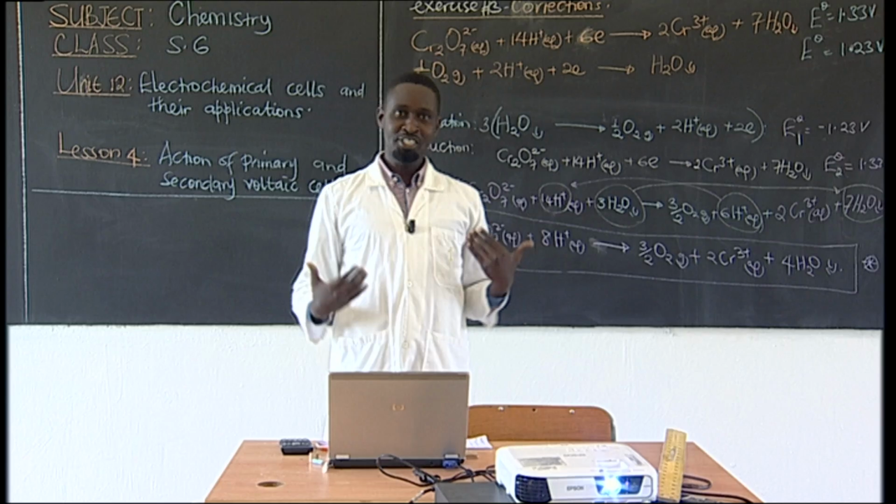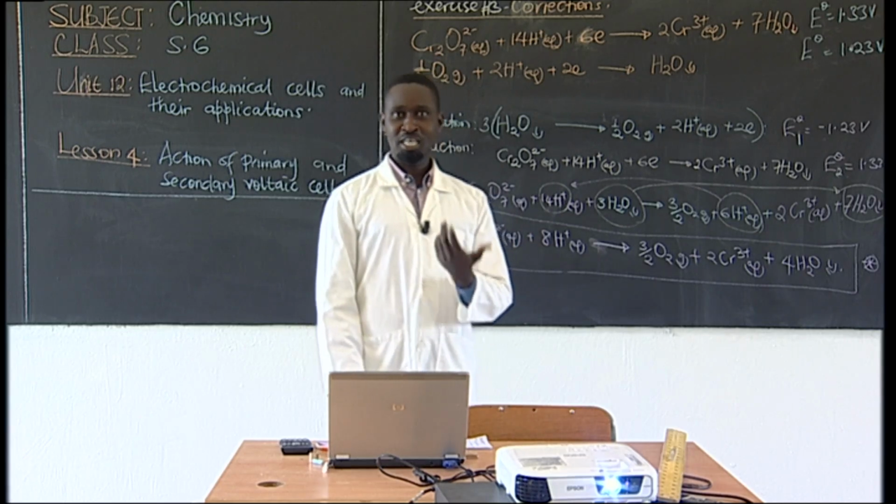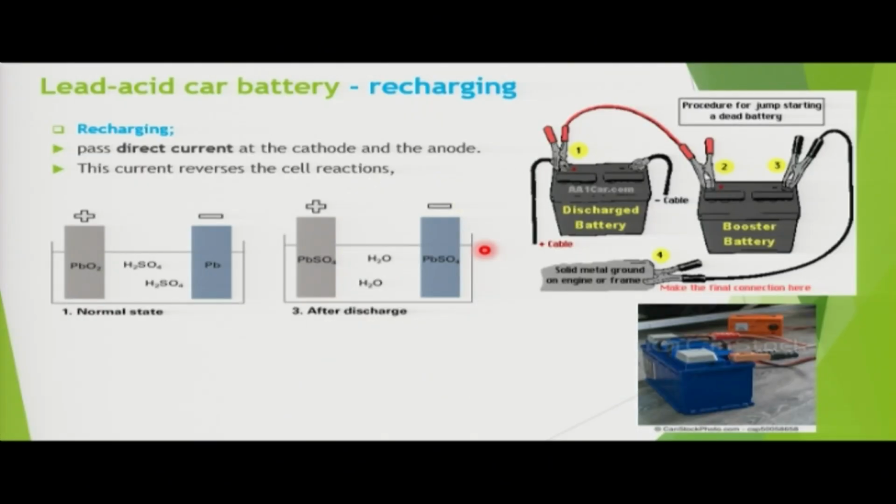Some of you normally call it jumping the battery. This is the setup: pass the electric current into your discharged battery, and you will reverse the reaction and it will be new again. So the setup is, get your battery and connect it to a booster battery, a battery which is still working. Take note of how you do it.